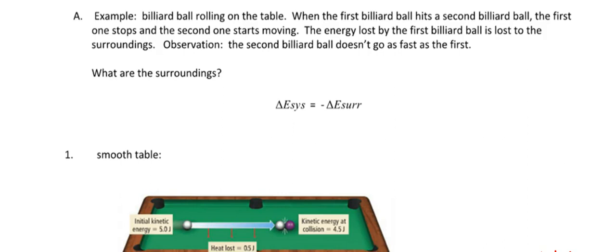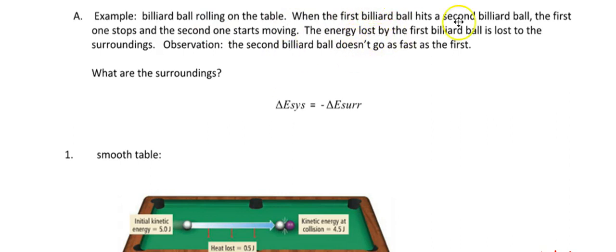And the reverse will also be true. If they're positive, everything flows into the system, okay? So we're looking at an example of how this works. A billiard ball is rolling on the table. When the first billiard ball hits the second billiard ball, the first one stops and the second one starts moving. The energy lost by the first billiard ball is lost to the surroundings. Observation: the second billiard ball doesn't go as fast as the first, okay?